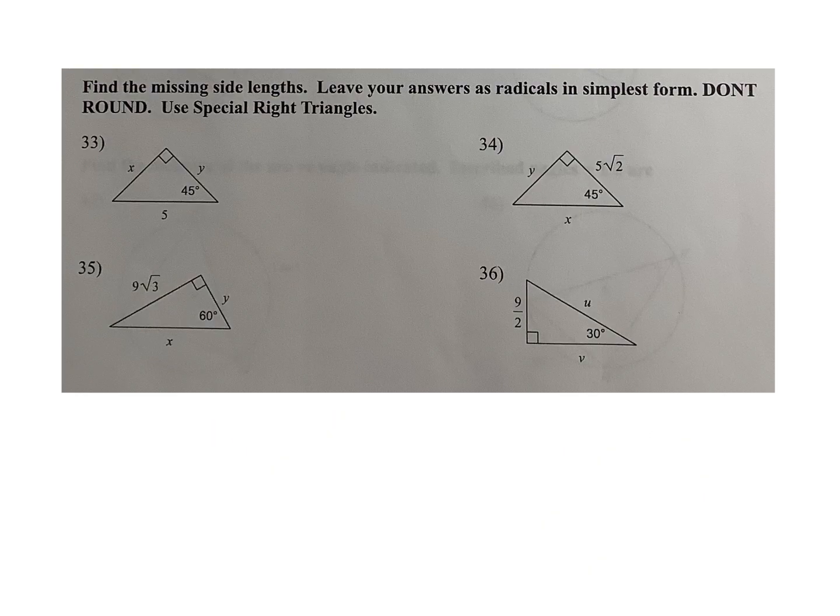Okay, the last part of this page. Find the missing side lengths again. Leave your answer in radical simplest form. Special right triangles. Now, you could sit here and do the Pythagorean theorem again. That's fine. Did anybody use the special right triangle formulas? Yeah, 1 or 2 of you.